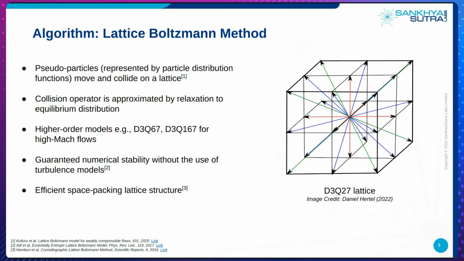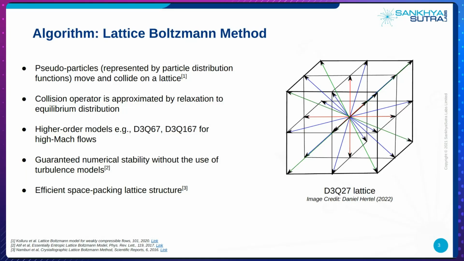So the Lattice-Boltzmann is different in the sense that we solve a modified variant of the Boltzmann equation, where we discretize our space using a structured grid. We don't have to worry too much about meshing. It's a much simpler approach compared to conventional solvers.